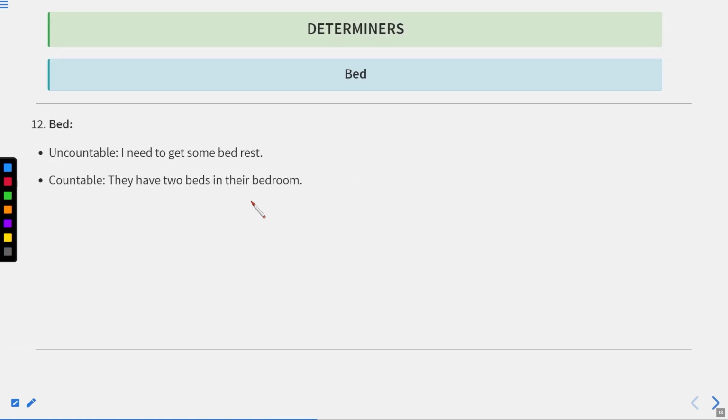Bed, uncountable. "I need to get some bed rest." For countable: "They have 2 beds in the room." So this is the countable nature of bed. Whereas in the above, we have said this for bed rest, which means the condition that the doctor has suggested.